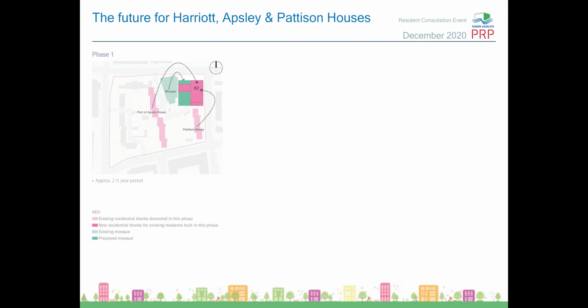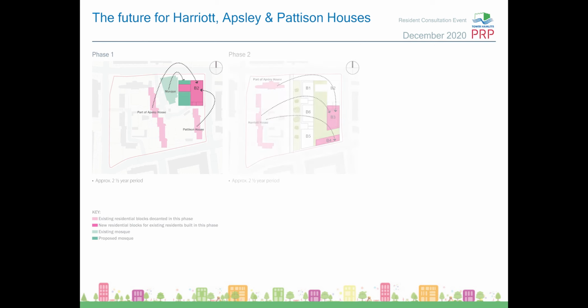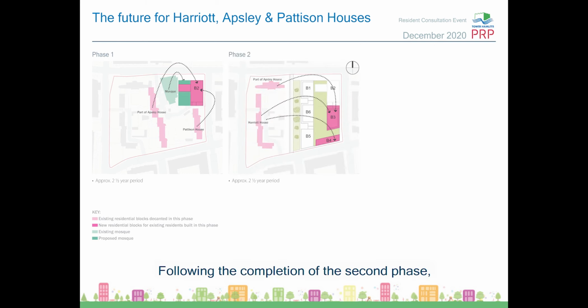Scenario 1. In this scenario, we first build in the northeast corner only. This first phase could re-provide the mosque, Pattison House and part of Apsley House. The estimated time of construction is 2.5 years. Following the completion of the second phase, the remaining residents of Apsley House and Harriott House can move. The estimated time of construction for this second phase is also 2.5 years.